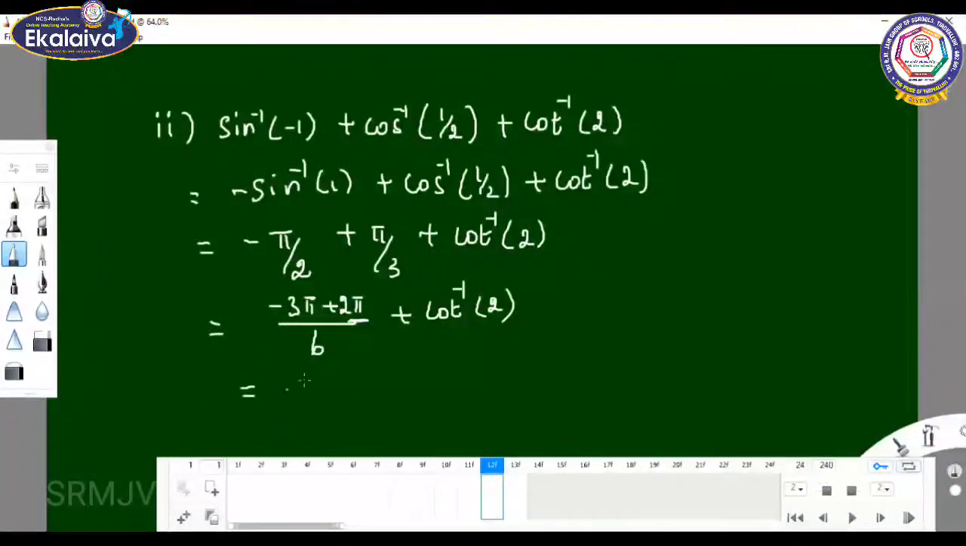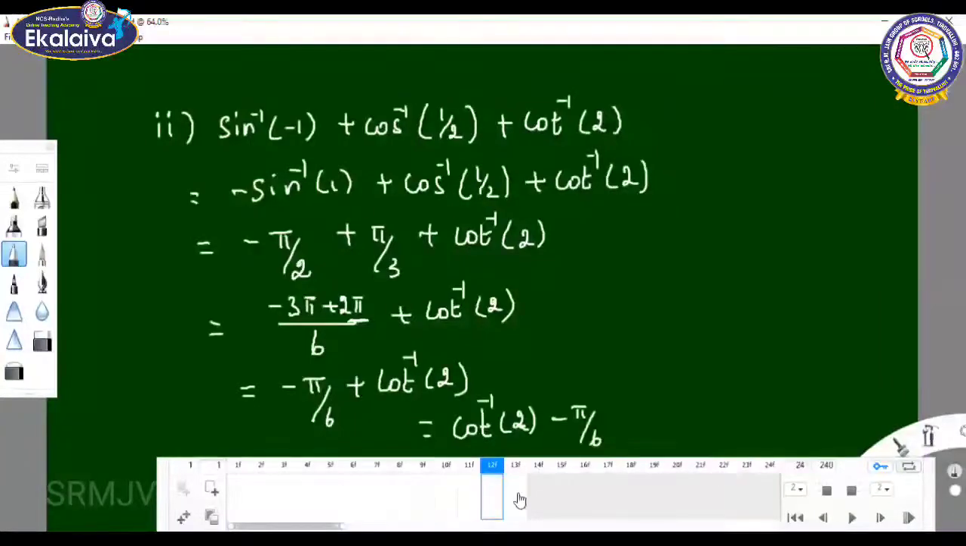So what is the value? Minus pi by 6 plus cot inverse of 2, or you can write cot inverse of 2 minus pi by 6.